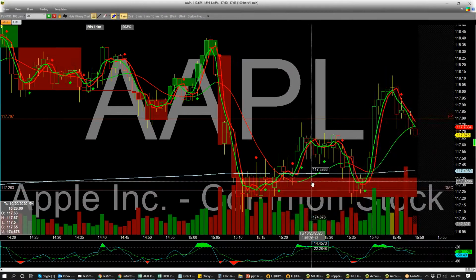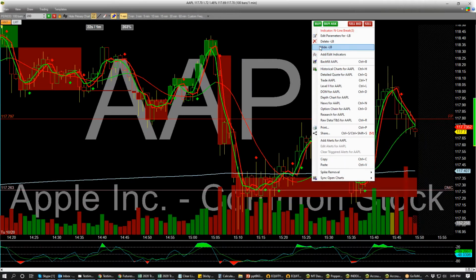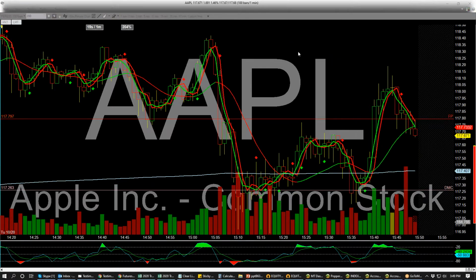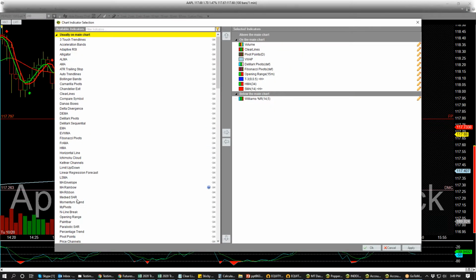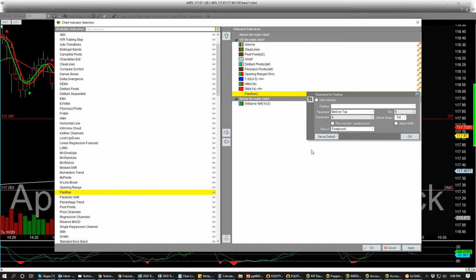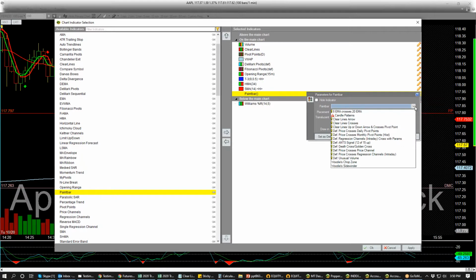Anybody ever use that one? That's interesting. We use opening range. I like that. I use a 5-minute on my first chart and a 15-minute on the second chart. It's good for seeing those opening ranges. Paint bar. This is kind of cool.